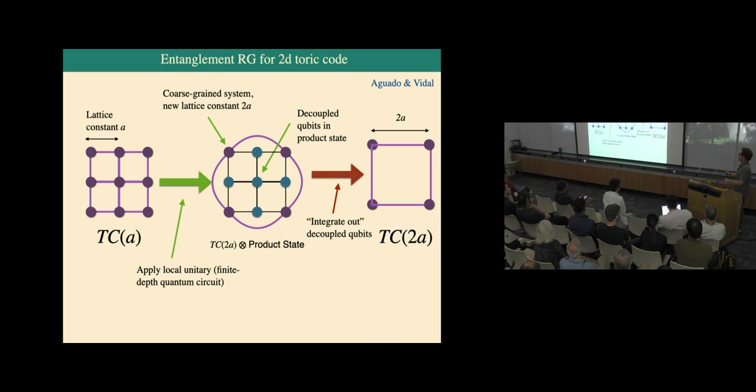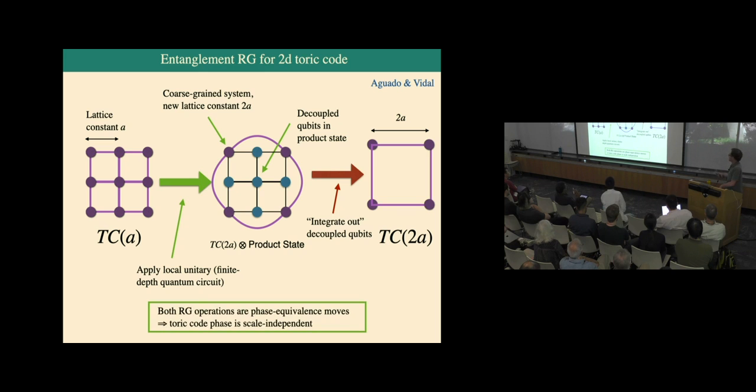If we want, we can then rescale space and get back to where we started. That shows us that we have a fixed point. But you don't need to do that. You can just say, now I have my effective description that's valid at longer scales, and you can keep going if you want.